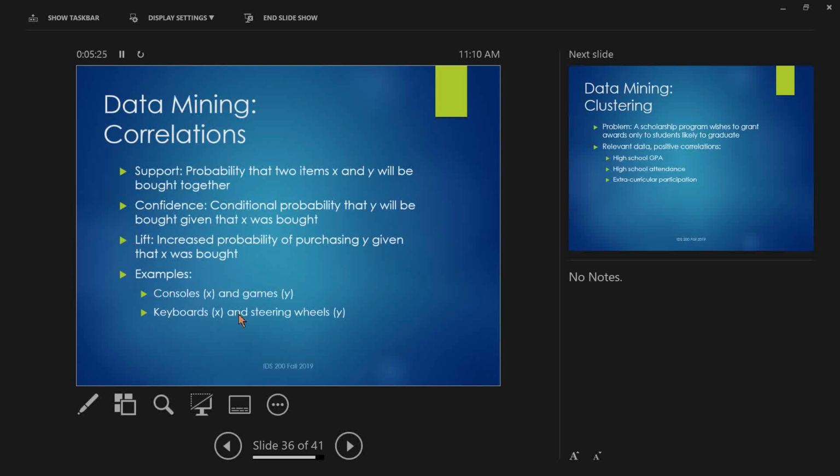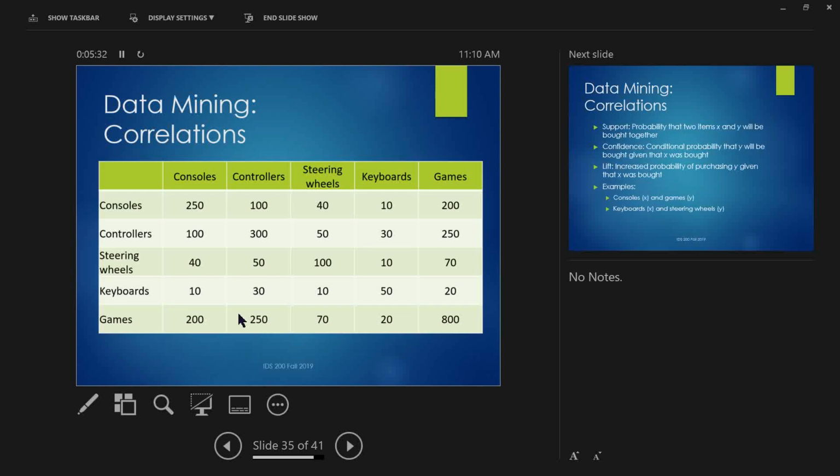Last one is lift. Lift is the increased probability of purchasing Y given that X was bought. So basically, if you know that something is much more likely to be bought in the presence of something else, there's a lift there. Basically, you're saying the confidence is higher than the support. A good example, again, keyboards versus controllers. In the case of consoles and games, the knowledge that somebody bought a console doesn't give any extra lift. There's an 80% chance that somebody bought a game with a console, but there's just a regular 80% chance that if somebody walks into the store and buys something, they're buying a game.